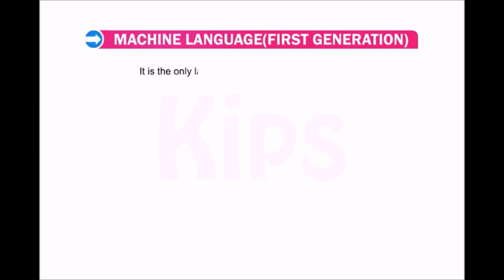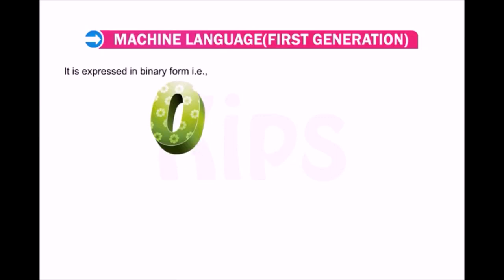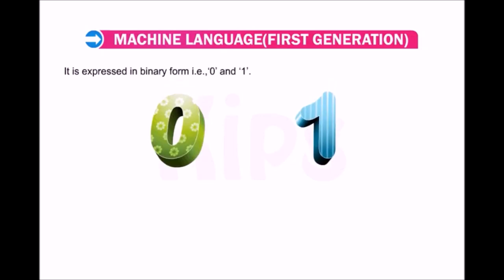Now let us understand what a machine language is. It is the only language that a computer understands. It is expressed in binary form, that is 0 and 1. 0 means off state and 1 means on state.